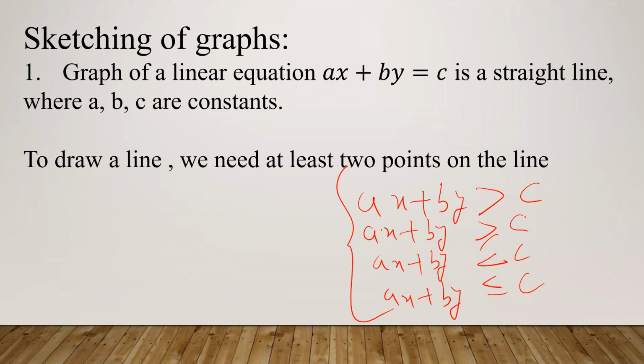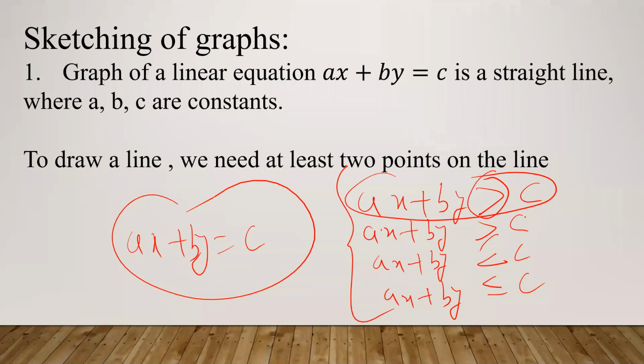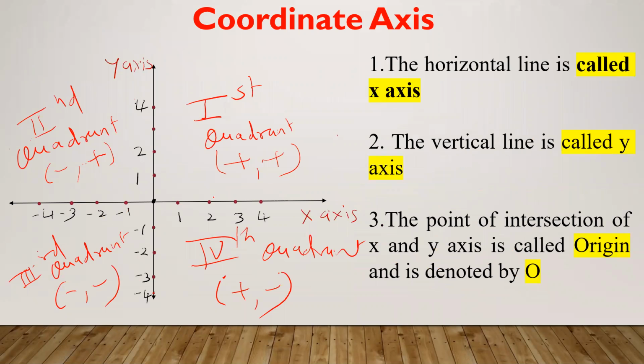Now, to draw any inequality or any equation on the graph paper, or the region represented by this inequality, you will have to first draw the line. If I want to draw this region on the graph paper, I will have to first draw this line, ax plus by equal to c. Now to draw a line, we require minimum 2 points on that line. Okay, so let us see that.